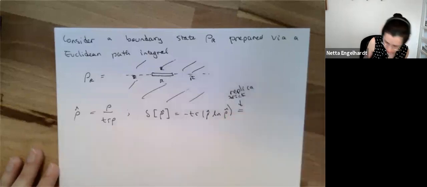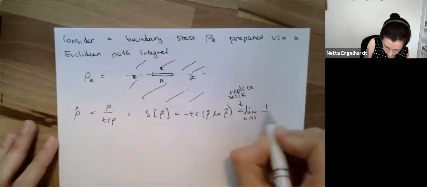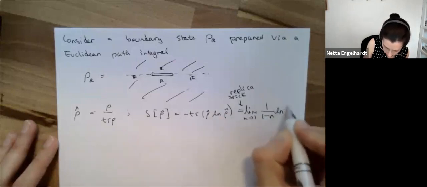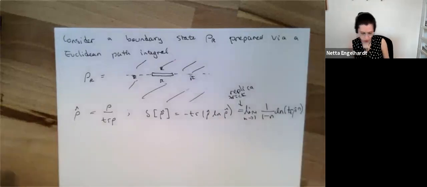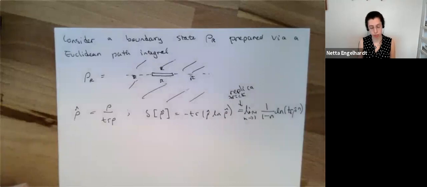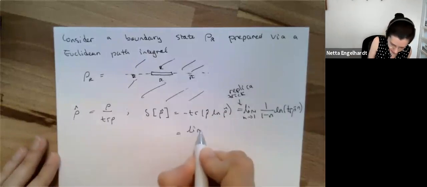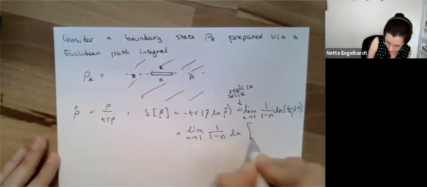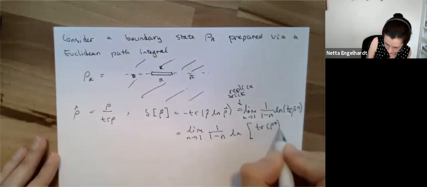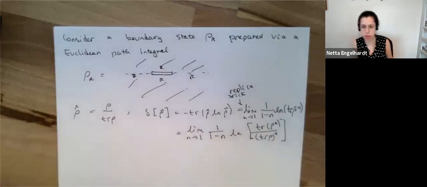This is just a trick for rewriting this: the limit as n goes to 1 of 1 over 1 minus n log of trace rho to the n. So again, this is just a computational trick, which is incredibly useful, maybe more useful than it has any right to be. And in terms of the unnormalized state, we can just write this as 1 over 1 minus n log of trace rho to the n over trace rho raised to the power n.